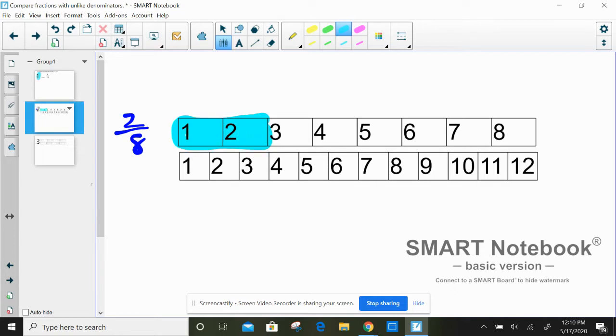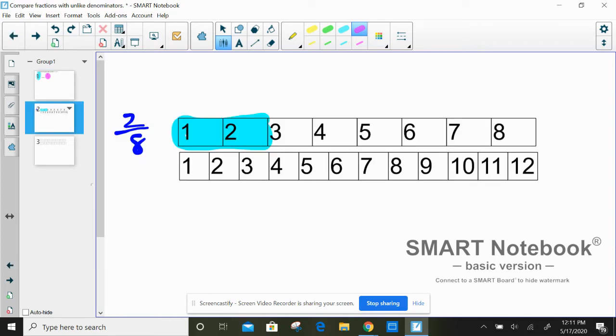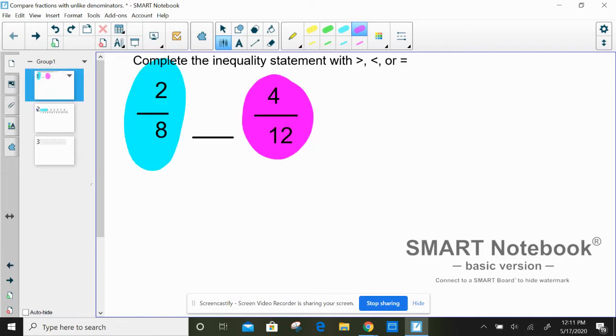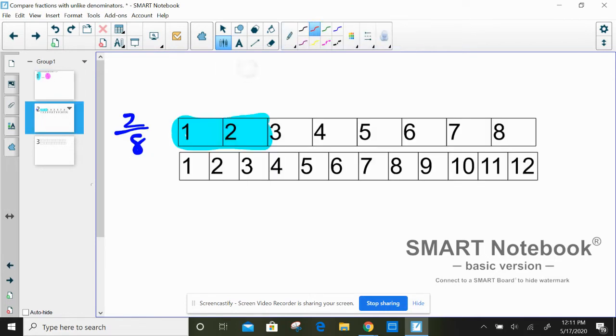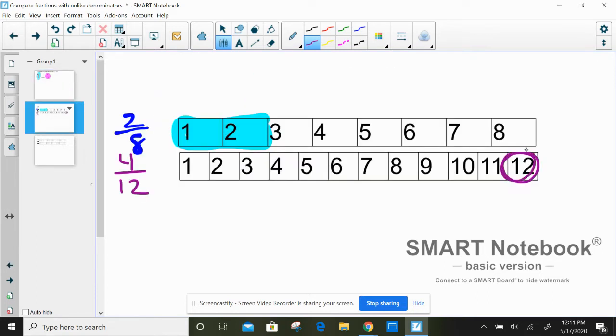Okay, that's 2 8ths. Now, we have 4 12ths for our other one here. That's our other fraction we're comparing. So we're going to compare which one's bigger, or is one bigger than the other, or are they equal? So let's figure that out. We're going to make 2 8ths here, or sorry, 4 12ths here. So you can see I've already broken up this bottom one into 12 boxes because this one is 4 12ths. See, 4 12ths. So we have 12 total parts down here, and we have 4 that are shaded in.